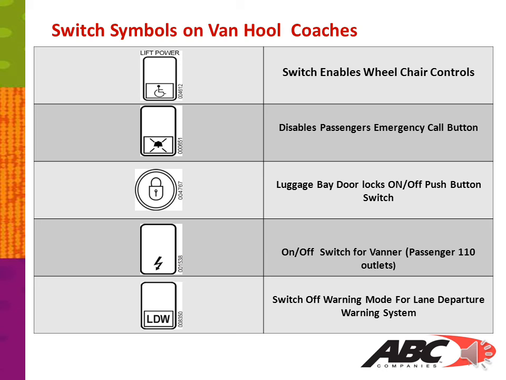Your switch with the lightning bolt turns on and off your vanner, which controls your passenger 110 outlets. And if you have the switch with the LDW, this switches off your warning mode for your lane departure warning system.